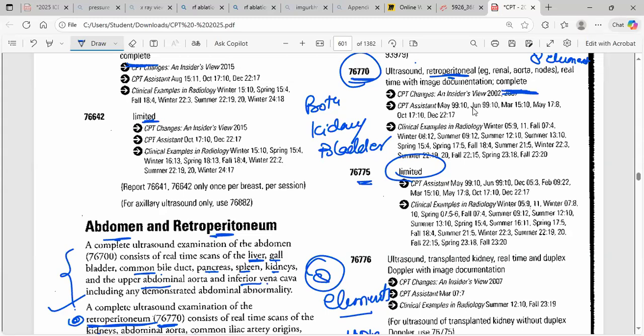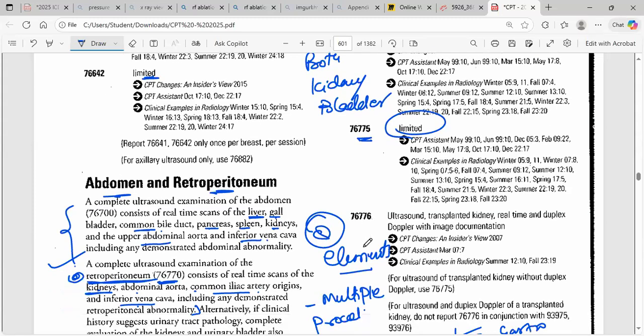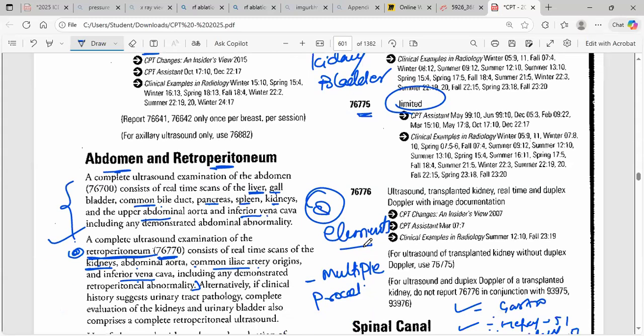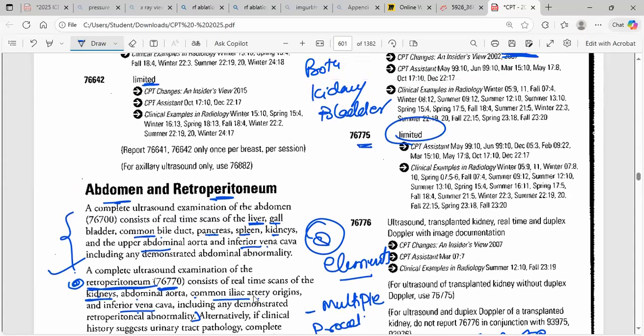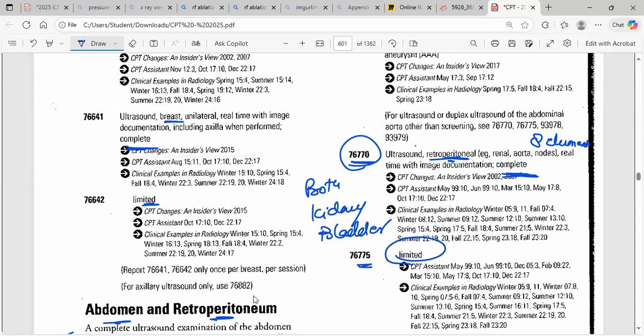Complete, ma'am. Any specific reason why we should use the complete? Ma'am, urinary tract pathology suggests that complete evaluation includes kidneys and bladder also. Perfect. So you have to make sure if both kidneys and bladder have been reviewed to identify any urinary tract pathology, then we have to use the 76770. If only kidney or only bladder has been visualized, then we are going to consider it as a limited.